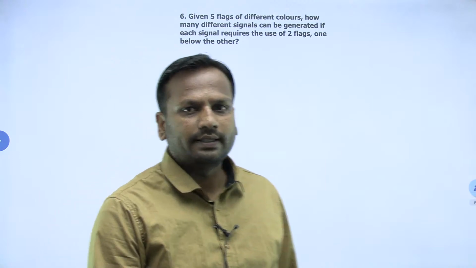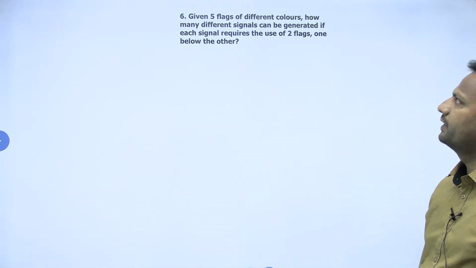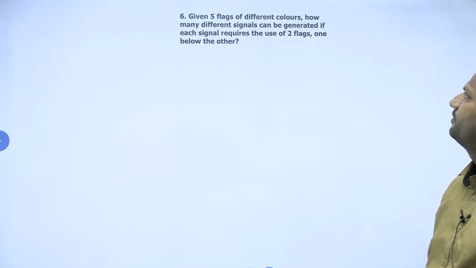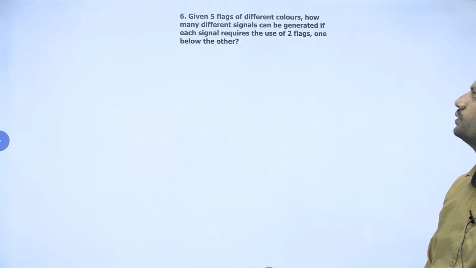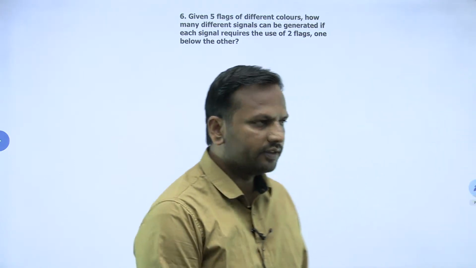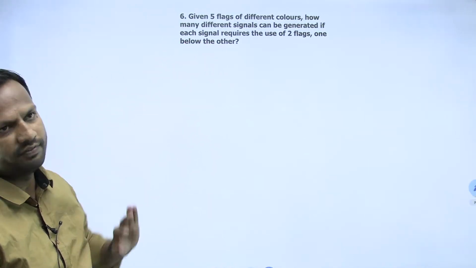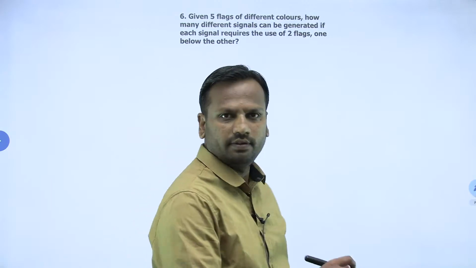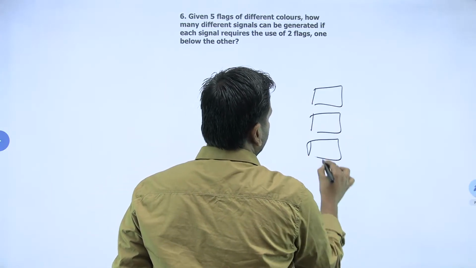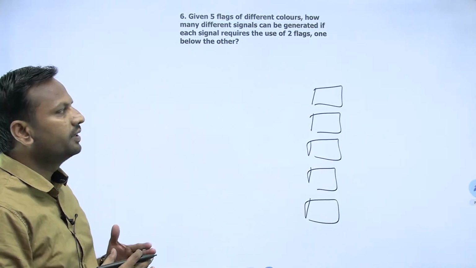Last problem of the exercise, students. Given 5 flags of different color, how many different signals can be generated if each signal requires the use of 2 flags, one below the other? So read the question carefully, students. They are saying that given 5 flags of different colors, we have 5 different colors of flag here. 1, 2, 3, 4, 5.